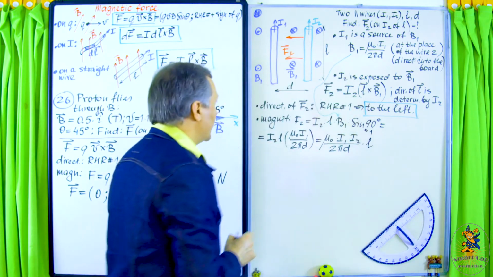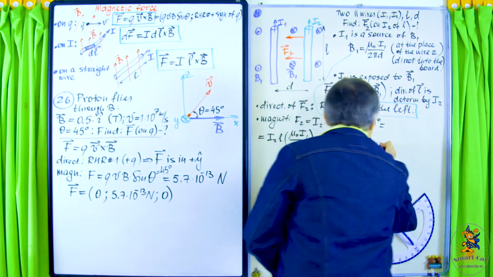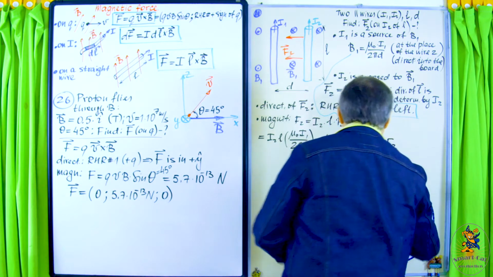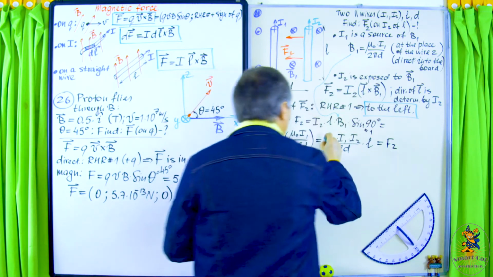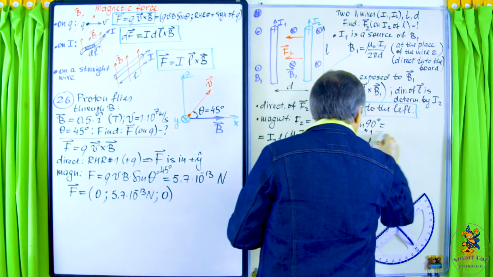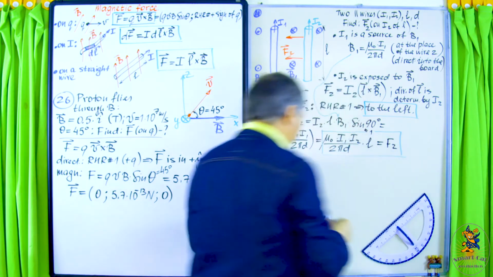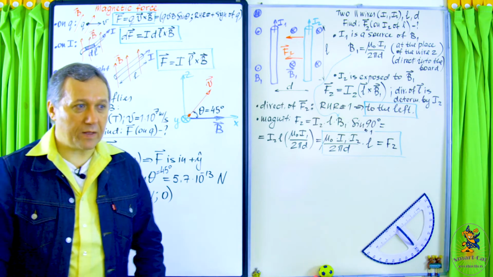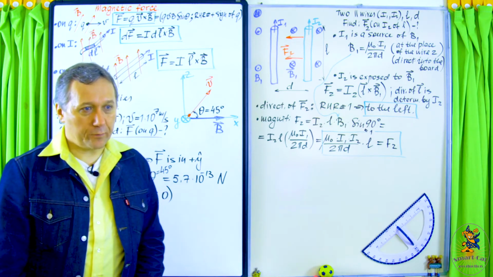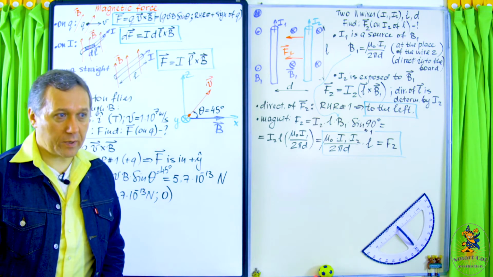Right. So that's the expression for the force. Let me write it like this. So F2, and frame this. So that will be the answer. That will be the value of the force acting on the wire I2.